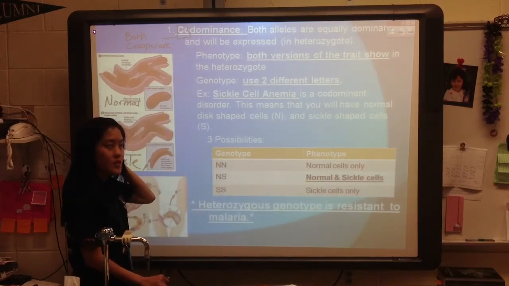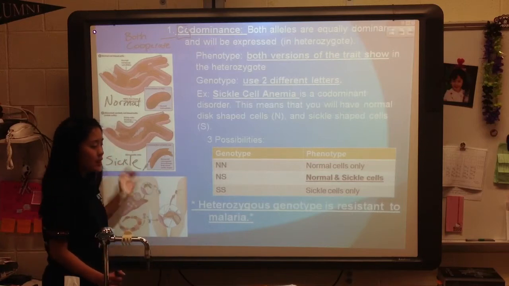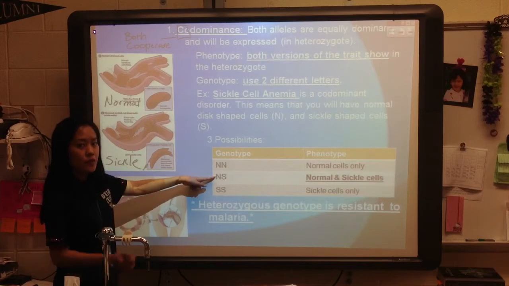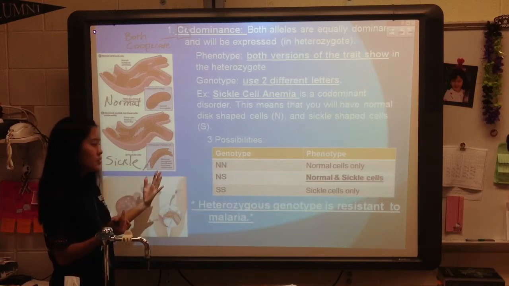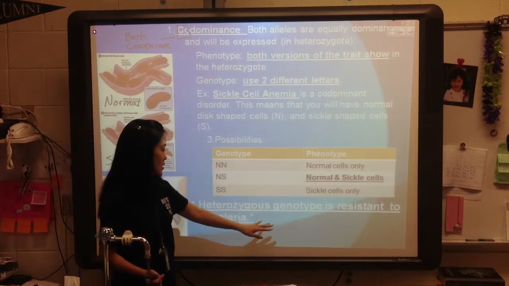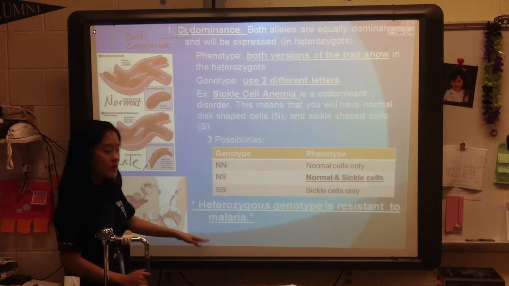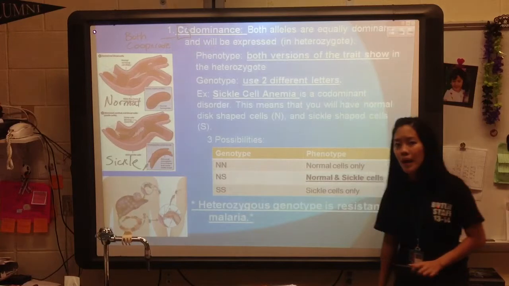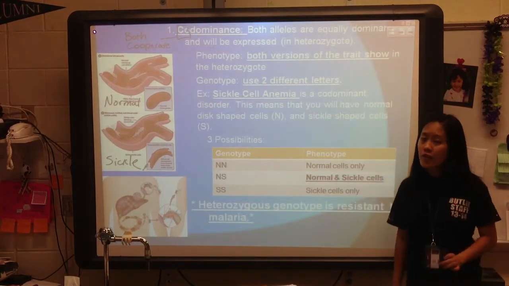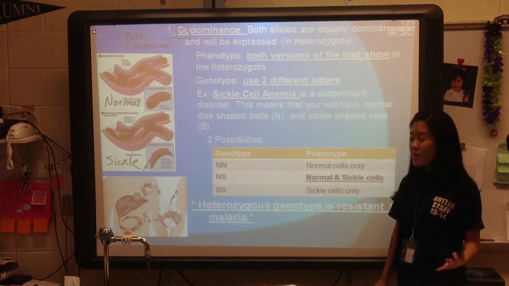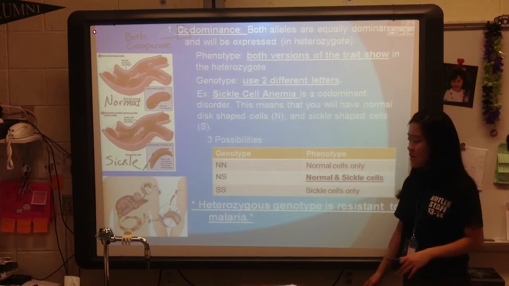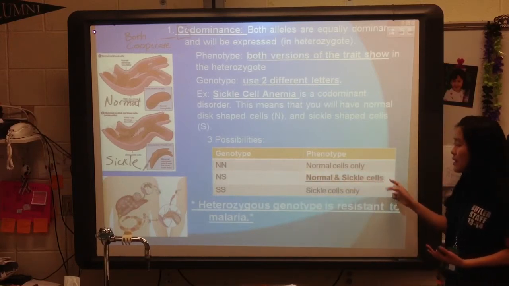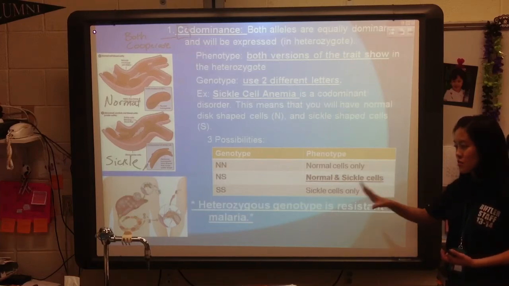One benefit to this disorder, this disease, is that if you're heterozygous, NS, having both normal and sickle cells, you will actually be resistant to a disease called malaria. Malaria is a disease that is transmitted by mosquitoes. Could be very, very dangerous. You can be very sick from it. You can even possibly die from it. But one benefit to this disease, sickle cell anemia, is that it makes you resistant to malaria.